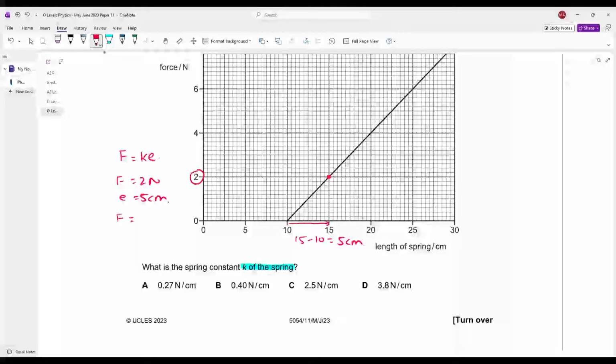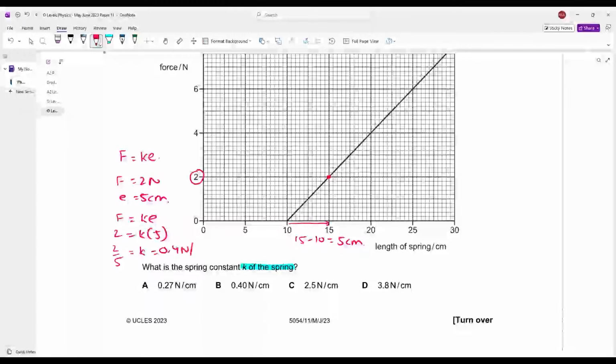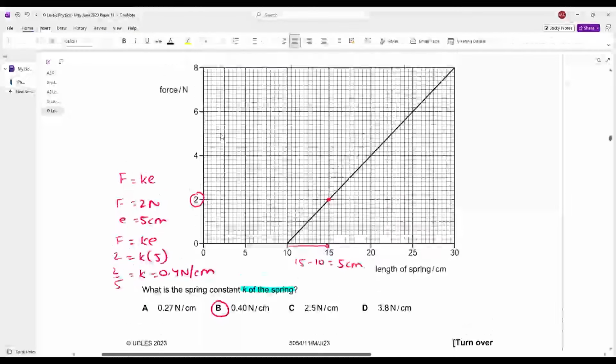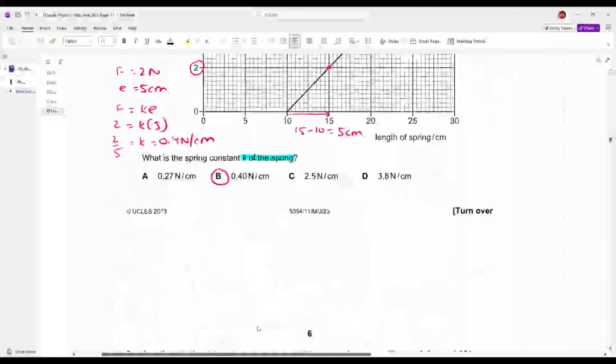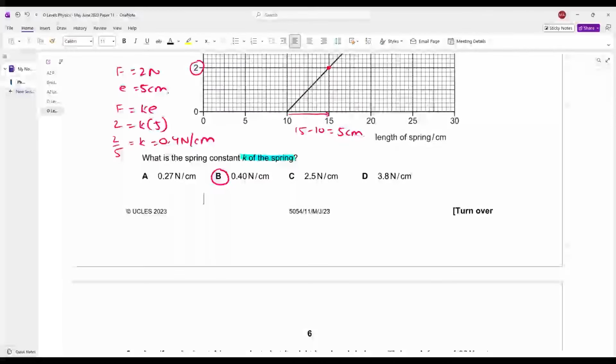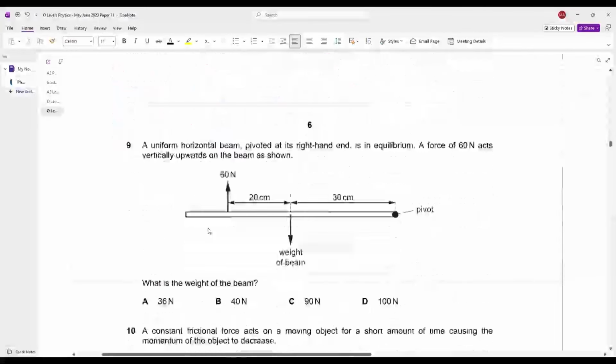Yes. F is equal to k e. Force 2 है, K यहाँ पे आ गया, extension 5 हो गई। Can you calculate K? 2 divided by 5 is equal to K. That is 0.4 Newton per centimeter is your K. B is your answer to K. That is 0.4 Newton per centimeter. The answer to question 8 is B.